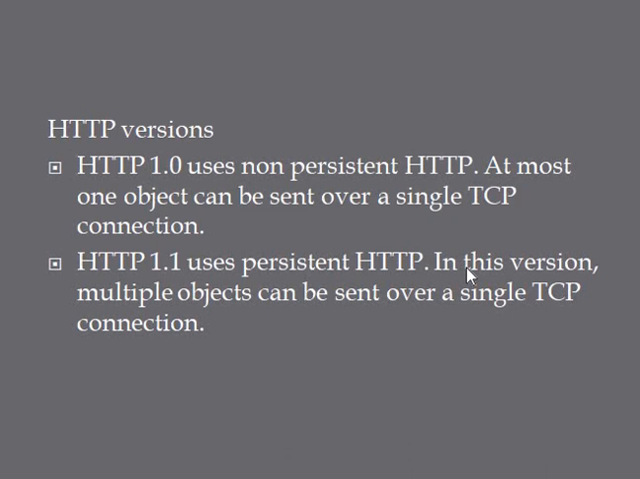Let's see what the different versions of HTTP are. HTTP 1.0 uses non-persistent HTTP. At most, one object can be sent over a single TCP connection. HTTP 1.1 uses persistent HTTP. In this version, multiple objects can be sent over a single TCP connection.